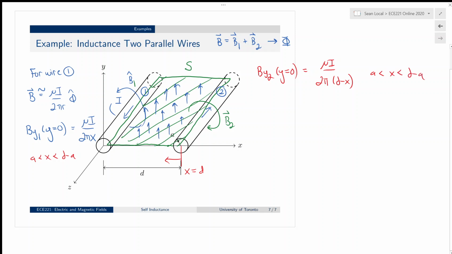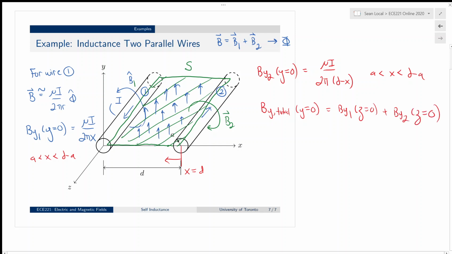Okay, so now we have the total B field evaluated. Let's call that By total in the y equals 0 plane. We would simply add By1 at z equals 0 plus By2 at z equals 0. So that's the total B field. Now we can carry out our surface integration in order to find the total magnetic flux. So we need to draw our differential surface area elements. Let's superimpose that here.